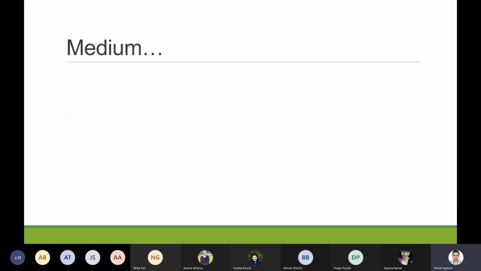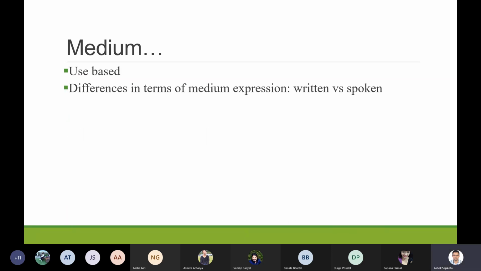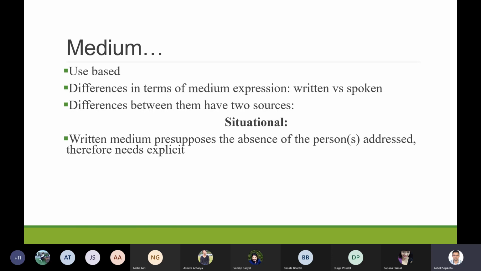Next is medium. Medium is basically based on use. There are differences in terms of medium of expression, written versus spoken. The differences between them have two sources. Situational, which means that the written medium presupposes the absence of the person addressed, therefore it needs to be explicit.